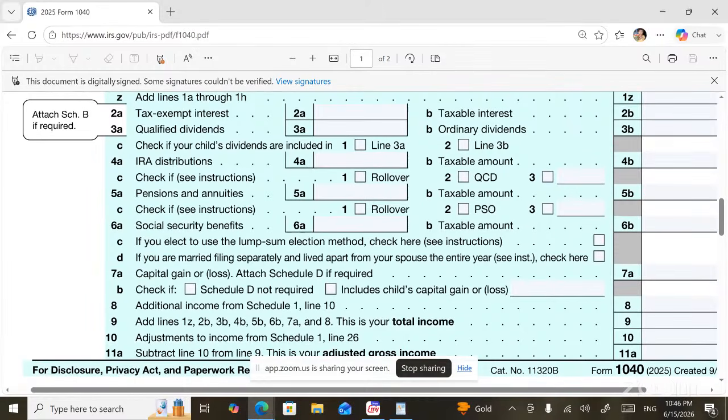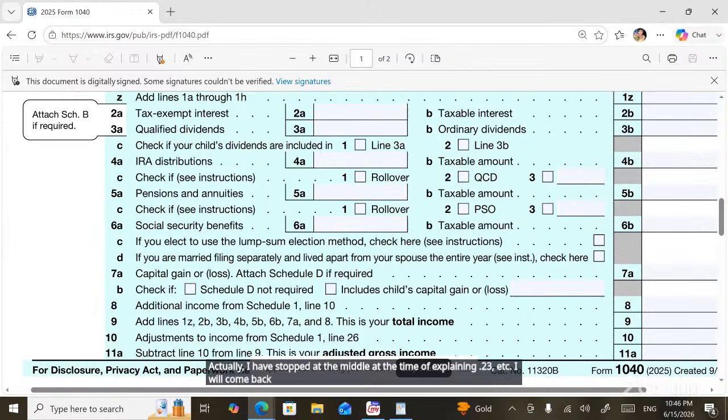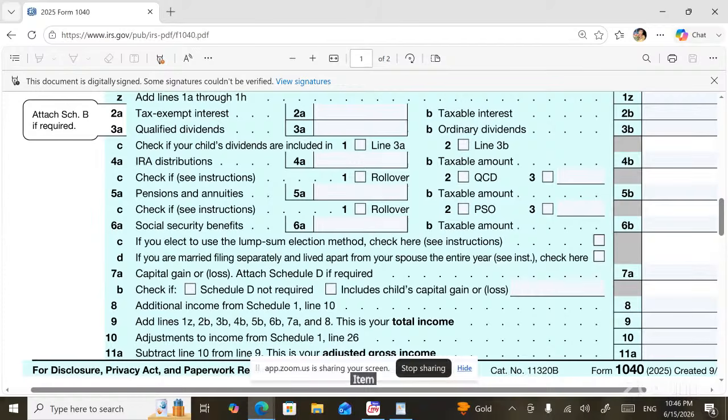Actually, I have stopped in the middle at the time of explaining points 2, 3, etc. I will come back. First, let me give some additional information which is relevant. Come to item number 8. Item number 8 is additional income from schedule 1. See the point, item number 8: additional income from schedule 1.